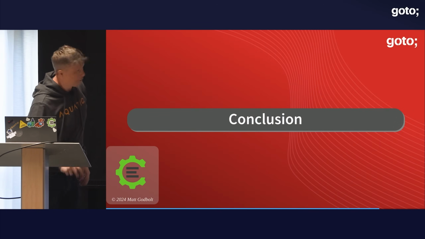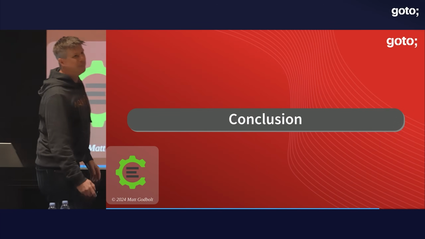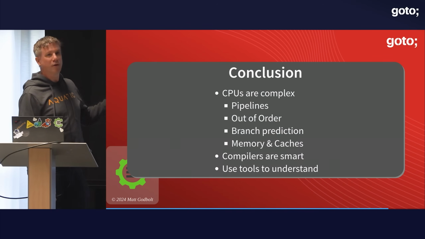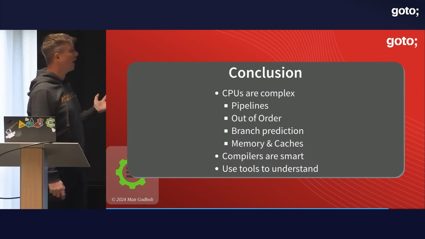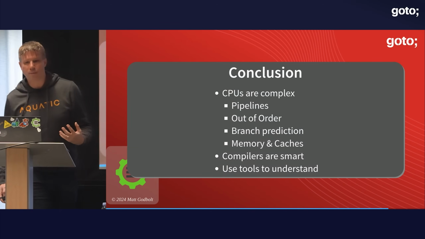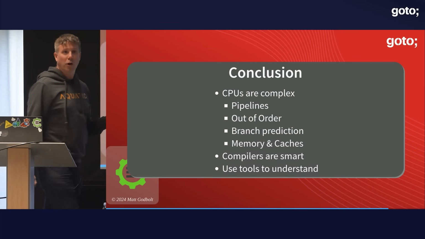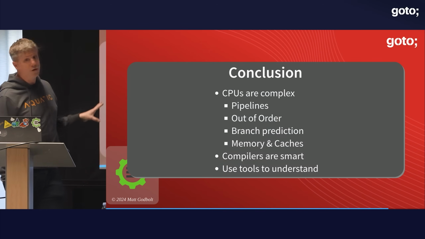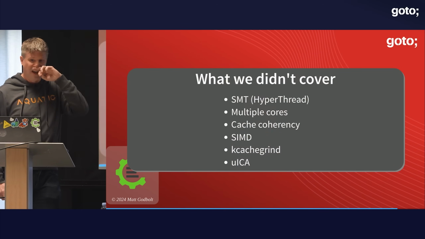Anyway, in conclusion, as I'm pretty much at time, CPUs are complicated. We've been over the pipeline. I've talked a little about what out of order means. We've talked about why the branch predictor is so important, and a little bit about memories and caches. Luckily, we can rely on our compilers most of the time to do the right thing if we give them the right information, critically, and I've shown you some of the tools that we can use to understand.